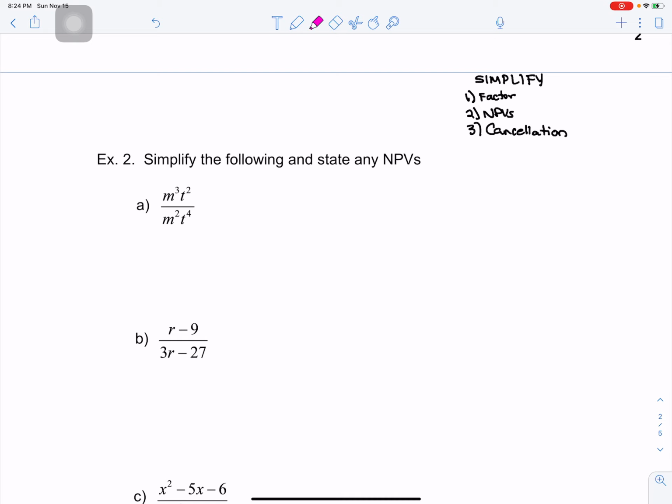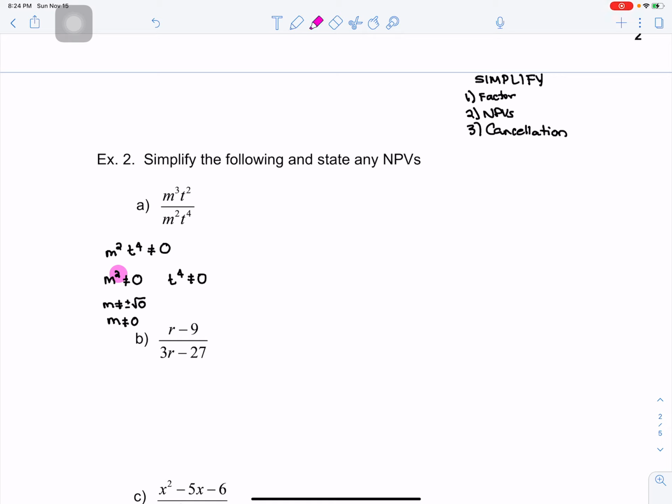Now I want to cancel, but before I do that, I want to state my NPV. So I'm going to take the variable part of the expression and set each variable equal to 0 to solve it. So m squared cannot equal 0, and t to the 4th cannot equal 0. How do I get rid of the squared? I'm going to square root both sides. So m is not allowed to equal plus or minus square root of 0. So m is not allowed to equal 0 because there's no difference between plus 0 and minus 0.